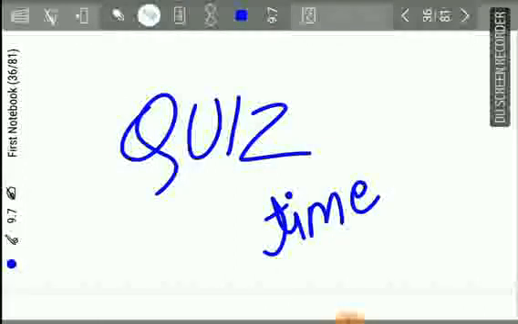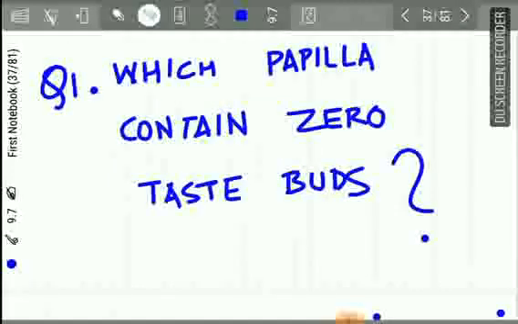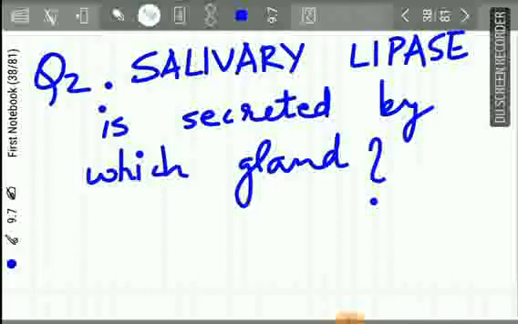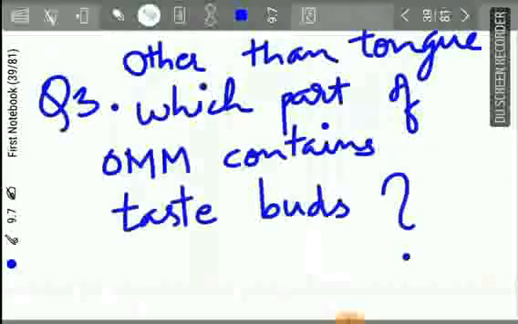So, it is quiz time. The first question for today's quiz is, which papilla contains zero taste buds? The second question is, salivary lipase is secreted by which salivary gland? And the third question, other than tongue, which part of the oral mucous membrane contains taste buds? If you have watched this video carefully, you will surely be able to answer these questions.